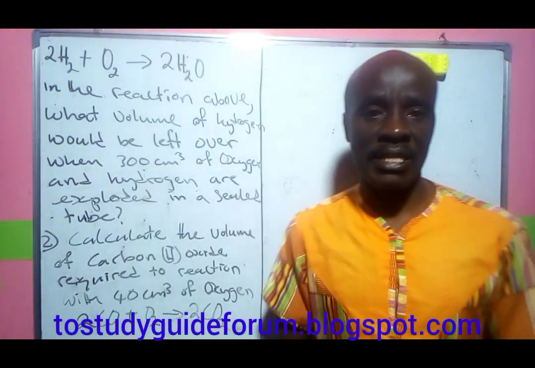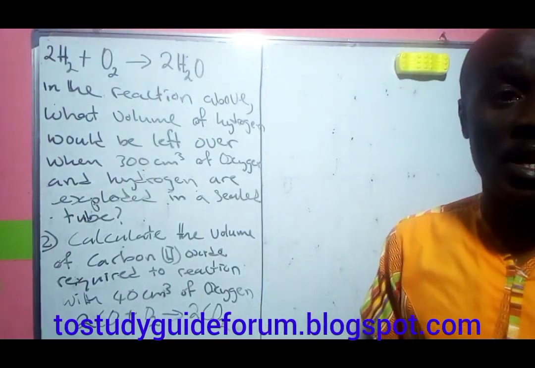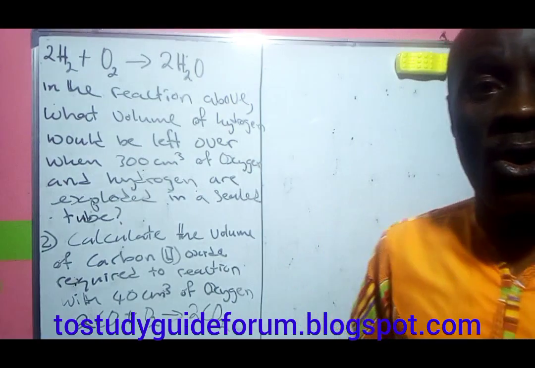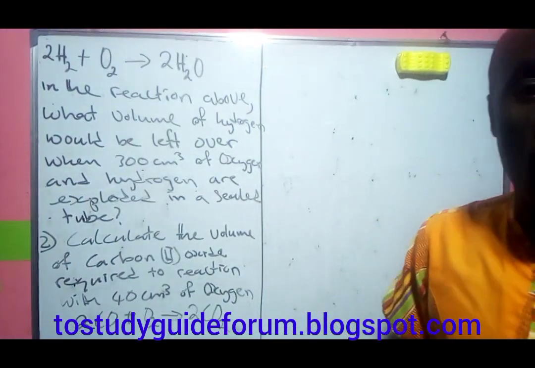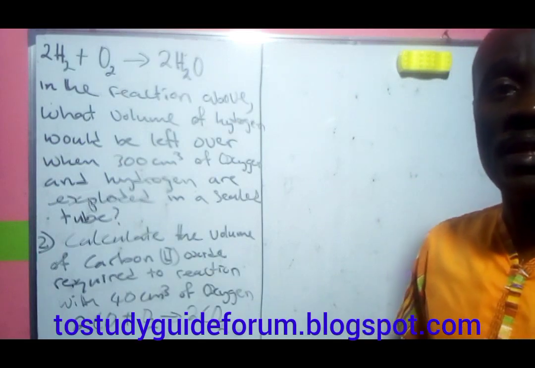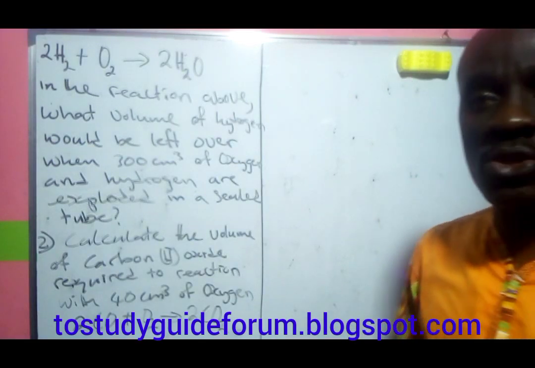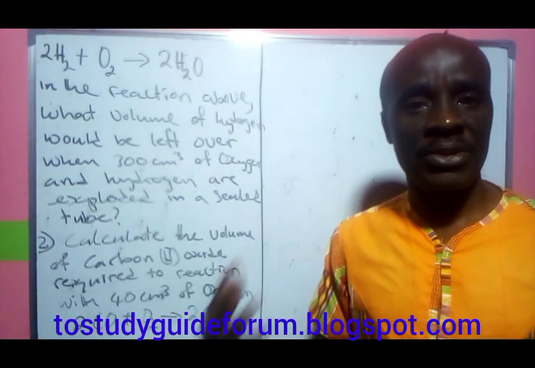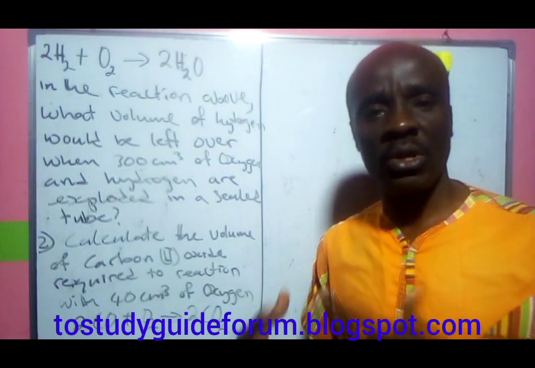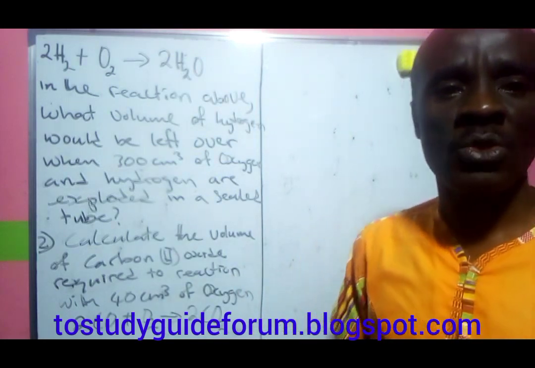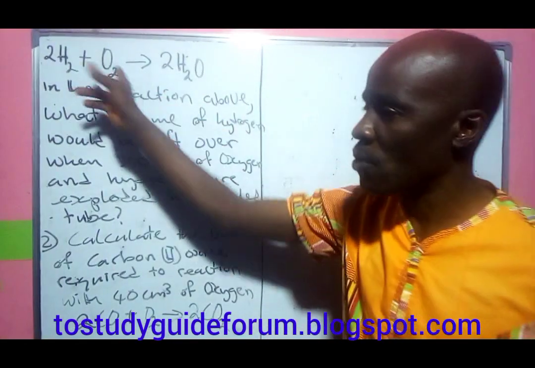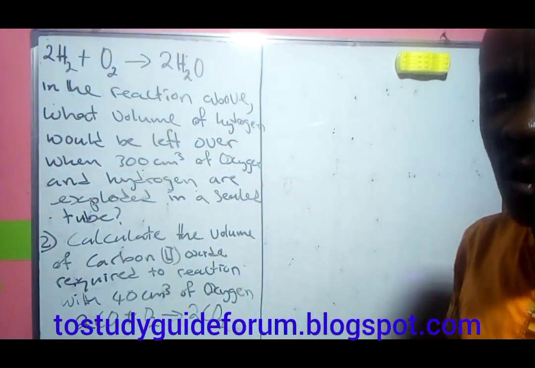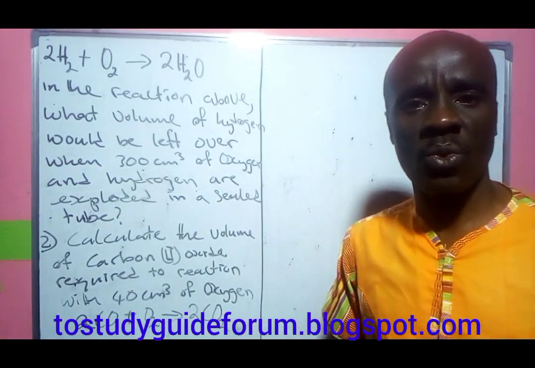Today we'll be looking at a calculation that has to do with Gay Lussac's law of combining volumes. According to Gay Lussac, gases react in simple ratios with one another. That is, the reactants react in simple ratios with one another, and so do the products. This relationship also has to do with the number of moles, which, according to him, can also be regarded as the volume.